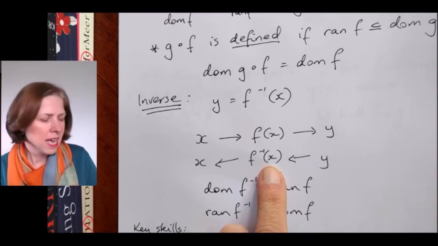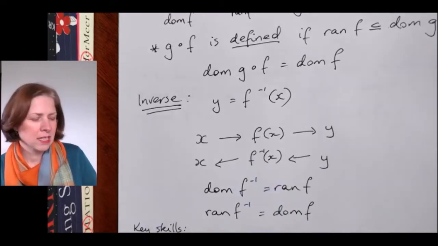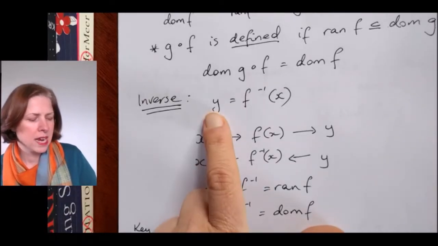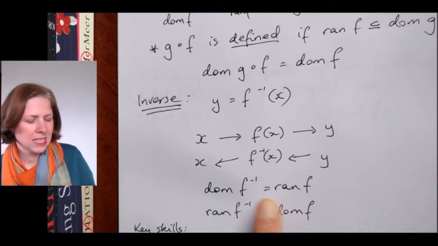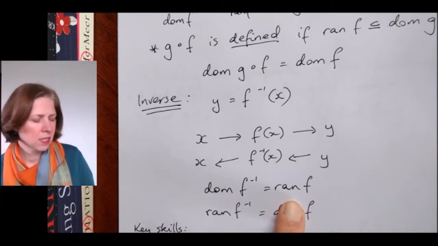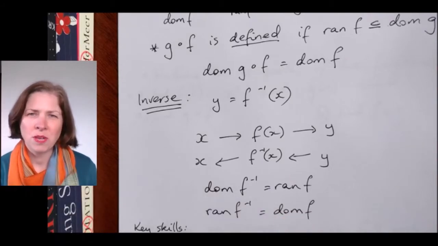All right. And the way we find the inverse function is we swap x and y. So y is equal to f neg 1 of x, and the domain of the inverse is equal to the range of f, and the range of the inverse is equal to the domain of f. That's just a quick bit of revision.